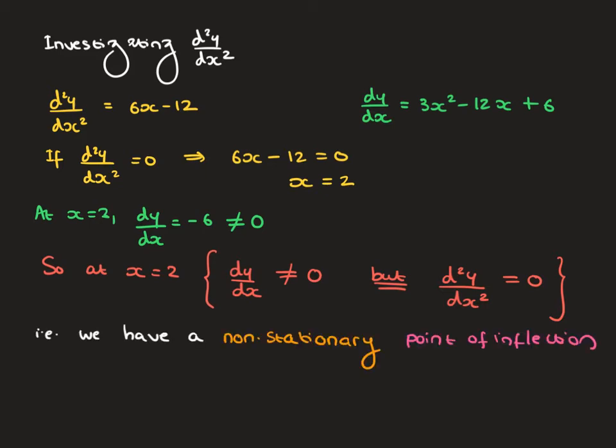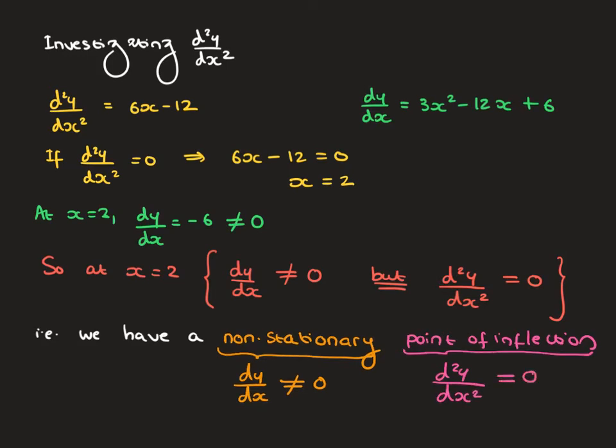So to analyse that in a little bit more detail, the non-stationary part tells us that dy by dx is not equal to 0, and the point of inflection part comes from the fact that the second derivative, d2y by dx squared, is equal to 0.